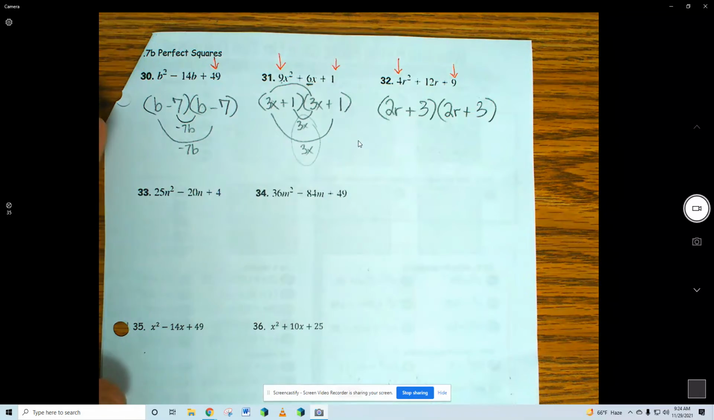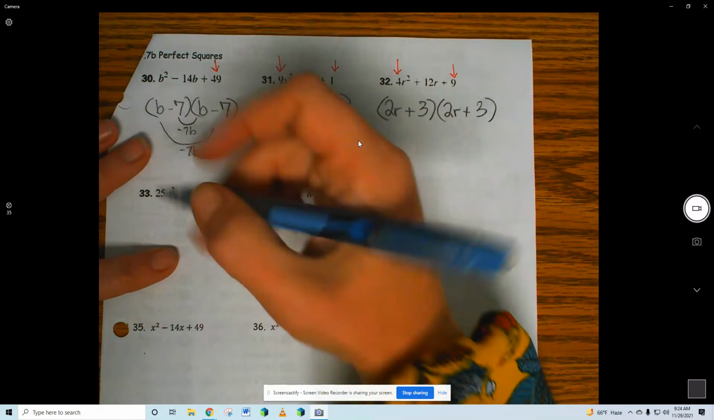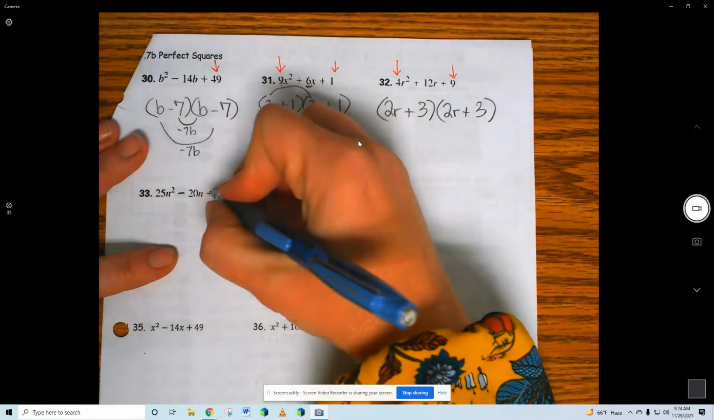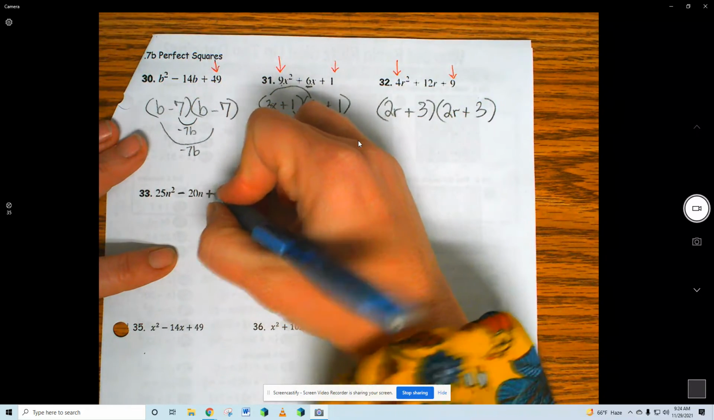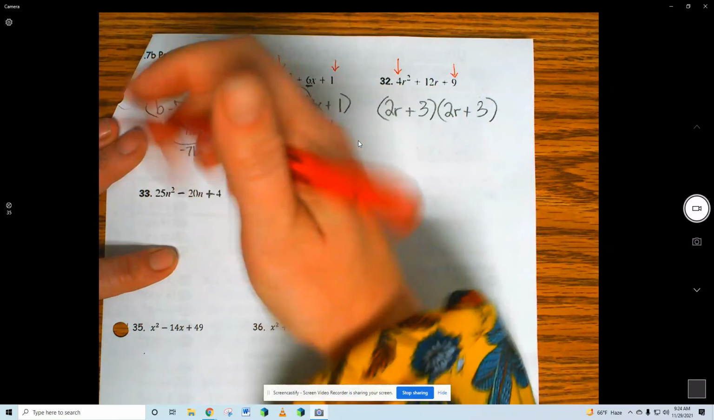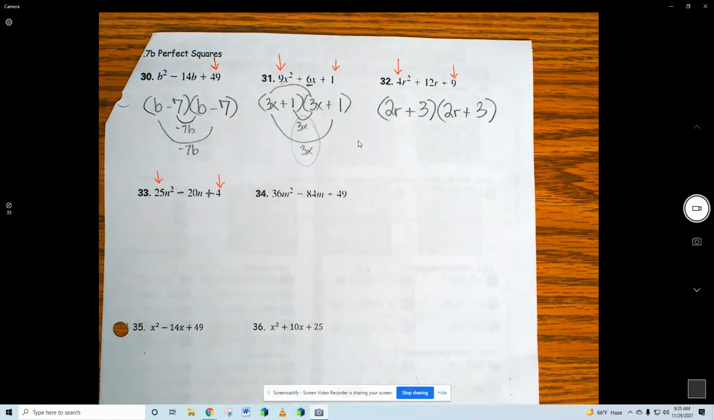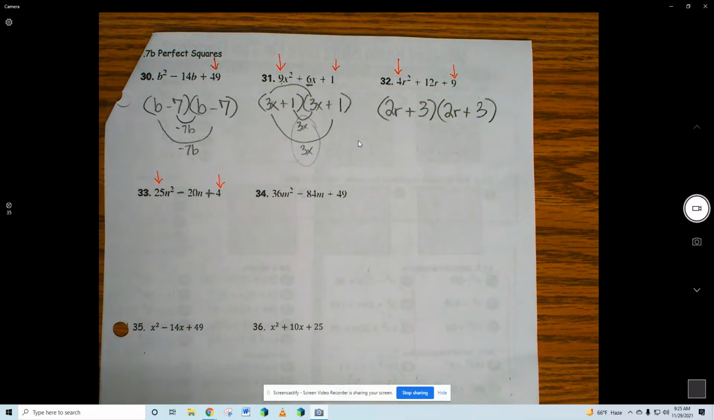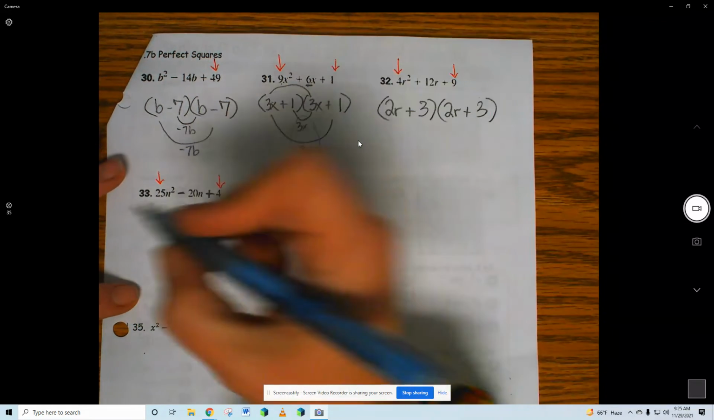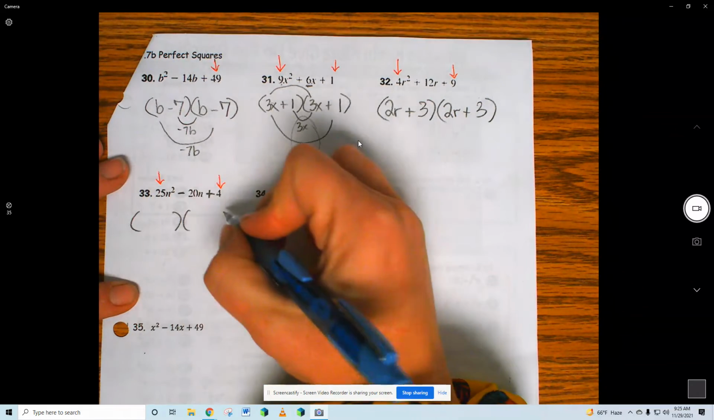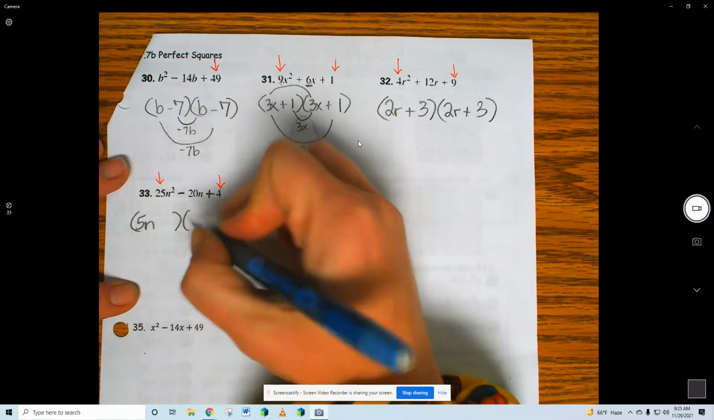All right, here's a minus sign. I know the photocopy isn't bad, but this is a subtract, and this is a plus. 25. 5 times 5, right? N. 5n, 5n.